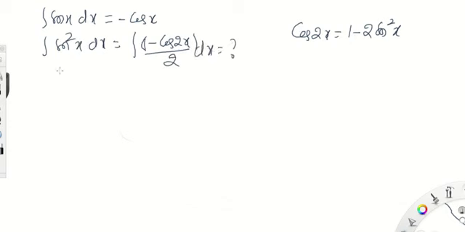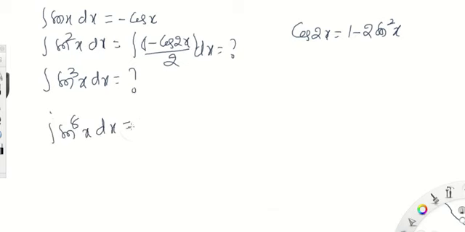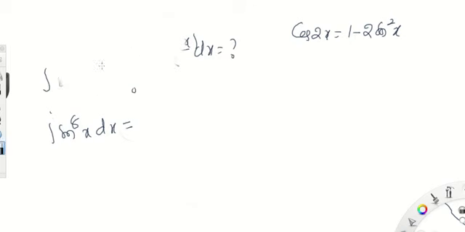We get a solution. Similarly, we can integrate sine cube x dx using the sine 3x formula, and we get a solution. Similarly, go on finding the solution of sine to the power of 8x dx. I think it is very difficult to find the solution. It is a very tedious technique. To avoid this situation, we are going to concentrate on the reduction formulas.